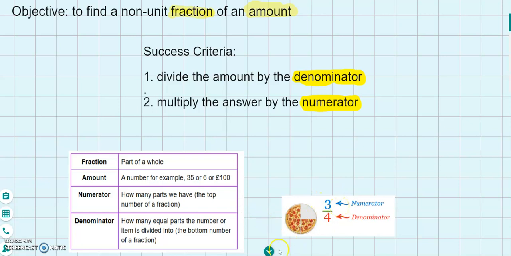So if we have a look at this example of a pizza, we can see that we have 3/4 of our pizza left. That means that our pizza has been divided into 4 equal amounts, our denominator, and we have 3 of those amounts, 3 of those parts left. So that's our numerator, 3/4 of the pizza left.